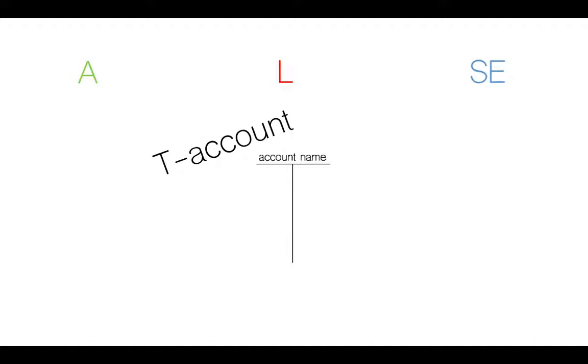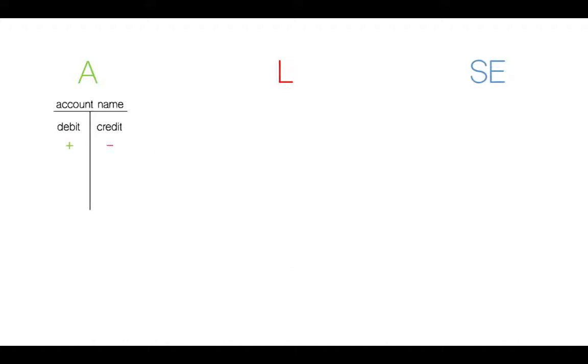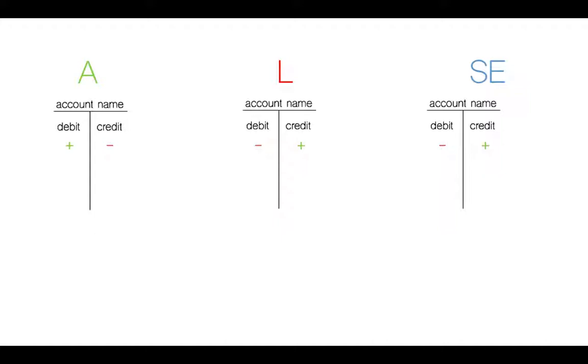Regardless of what account balance you are tracking, the left-hand side will always be a debit and the right-hand side will always be a credit. Assets increase with debit entries and decrease with credit entries. Liabilities and stockholder equity accounts are the complete opposite. They increase with credit entries and decrease with debit entries.